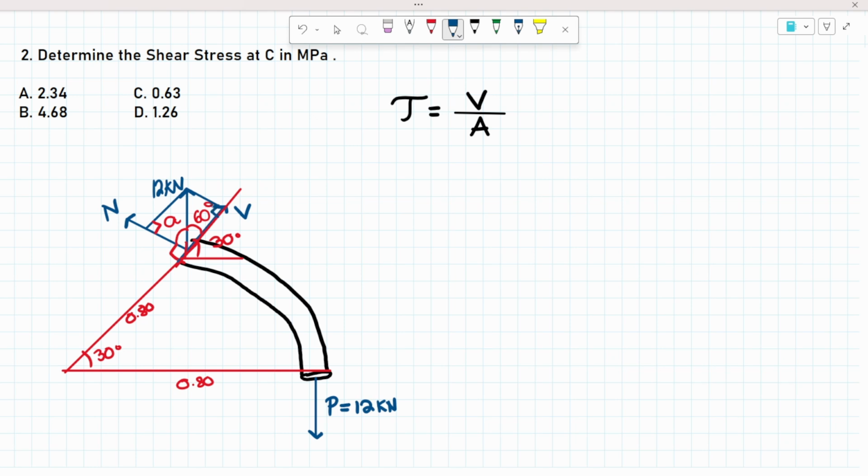This is perpendicular ulit, perpendicular ito, and this is 60 degrees. So let us rewrite or redraw. We have here 12 kilonewtons. And ito yung V. Ito siya, nakaparallel siya, di ba? So this is your V and 60 degrees.